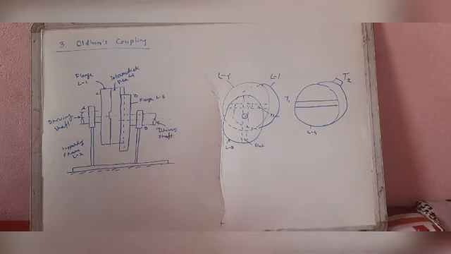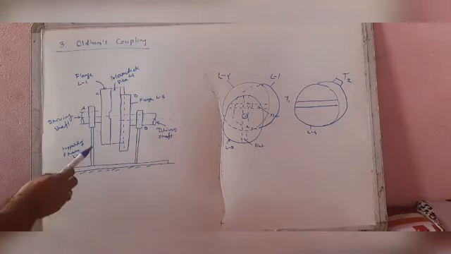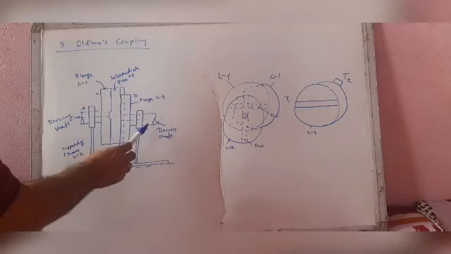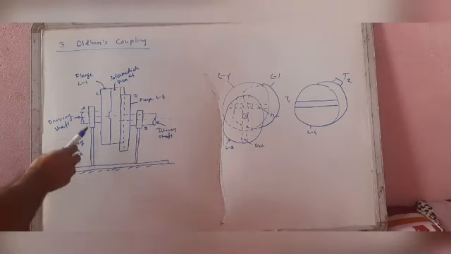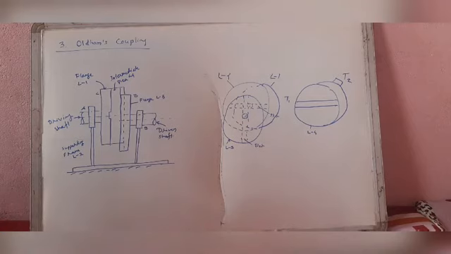The link 1 and link 3 form a turning pair with link 2. This 1 and 3 make a turning pair with link 2. Okay, with this link 2. These flanges have a diametrical slot cut in their inner faces.